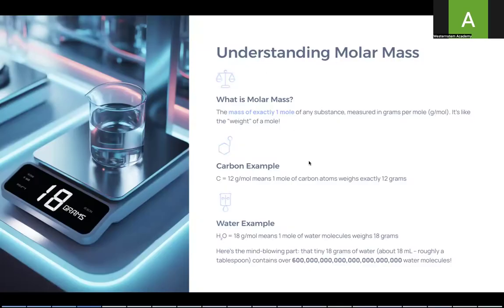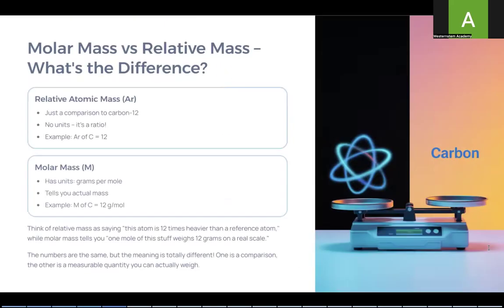Now, here is the mind-blowing part. That tiny 18 grams of water, which is about 18 milliliters, roughly a tablespoon, contains over, as you can see, 6. And how many zeros do we have here? You go ahead and count them. 1, 2, 3, 4, 5, 6, 7, 8, 9, 10, 11, 12, 13, 14, 15, 16, 17, 18, 19, 20, 21, 22, 23, right? 6.02 times 10 to the 23 water molecules. So that's what we have for the example of water.